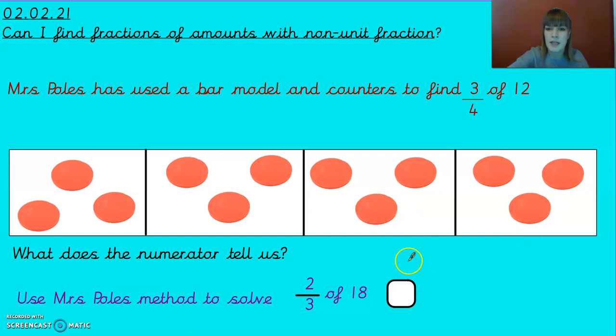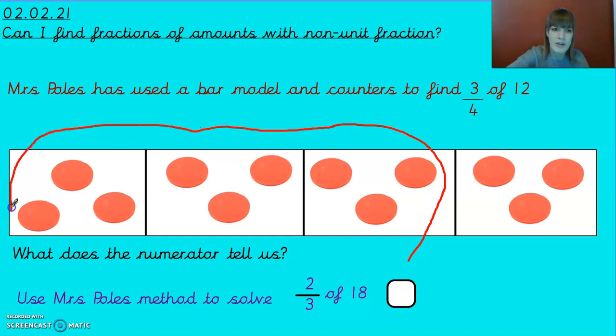Smashing job. So I'm going to circle all 3 quarters, like so. And I'm going to count how many are in there. So 1, 2, 3, 4, 5, 6, 7, 8, 9. Okay. So 3/4 of 12 is 9. So massive well done if you got that and you figured that one out.